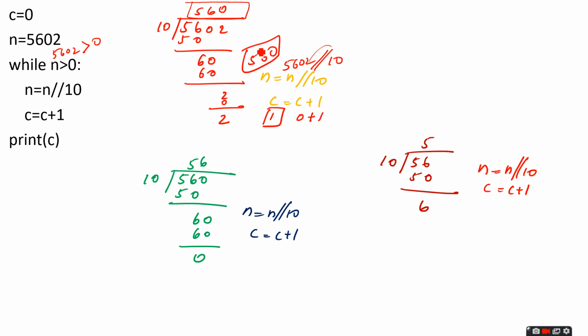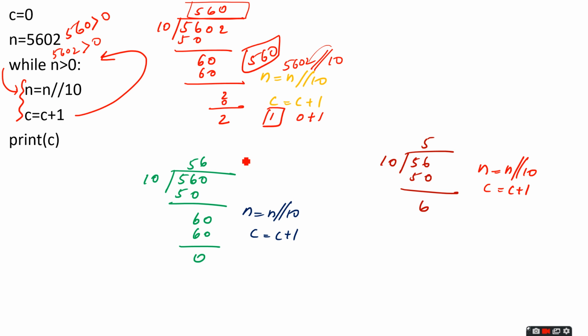It is 1. Now we will take the quotient. Again we are dividing that quotient by 10. So the value of n now changed to 560. Again we will go back to the loop and we will check 560 is greater than 0. Condition true. We will come inside the loop. We will perform the statements.